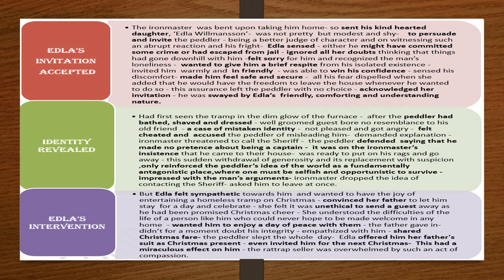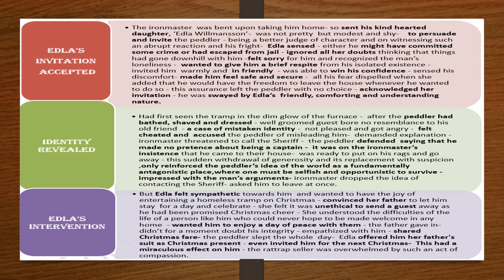It was indeed a case of mistaken identity. The ironmaster was not pleased. He got angry and felt cheated and accused the peddler of misleading him. He even threatened to call the sheriff, but the peddler defended himself, saying that he made no pretense about being a captain. It was on the ironmaster's insistence that he came to their house and was now ready to put on his rags and go away.